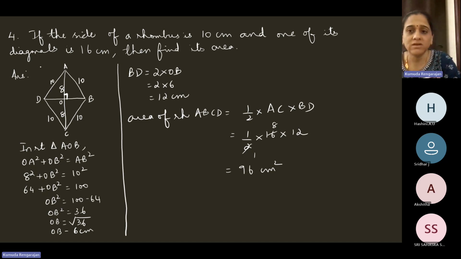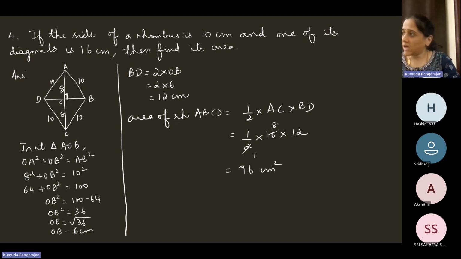Okay. What is given? One of its diagonals is 16. Any diagonal you can mark. AC is 16, or you can take BD is 16. Any one of the diagonals. Okay. So I take AC as 16. AC 16 means AO is 8, CO is 8. AC is the diagonal. AO is not the diagonal. AC is the diagonal.